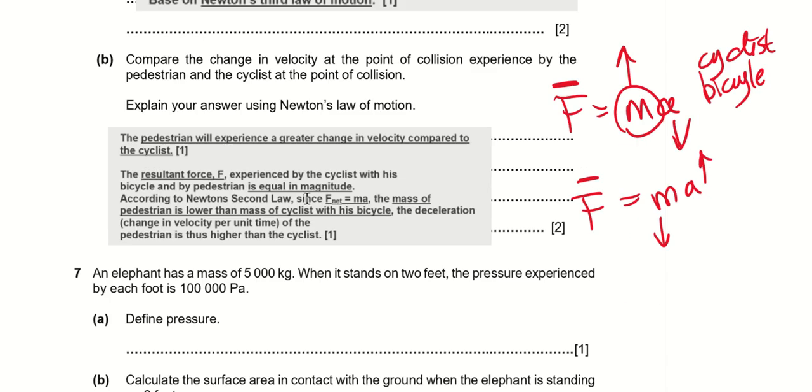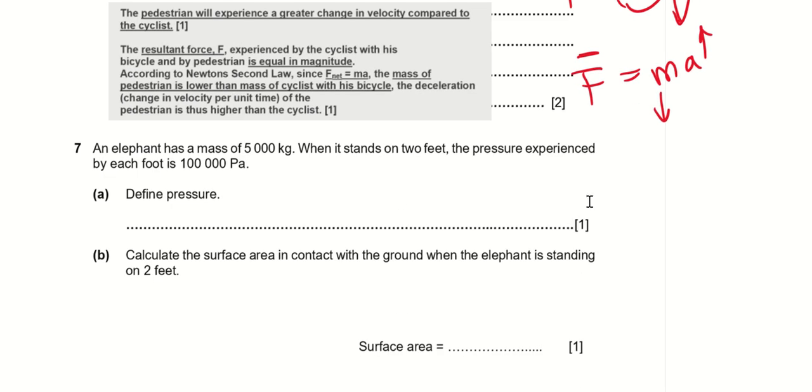Okay, question 7 is about pressure. An elephant has a mass of 5,000 kg. When it stands on 2 feet, the pressure experienced by each foot is 100,000 Pascal. So what is pressure? Force acting per unit area. Calculate the surface area in contact when the elephant is standing on 2 feet.